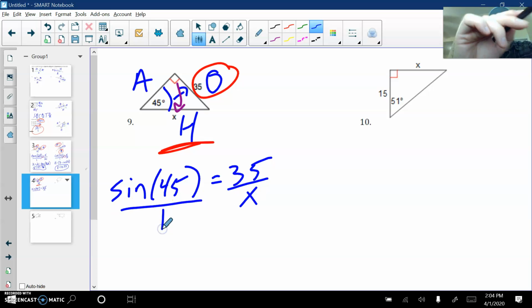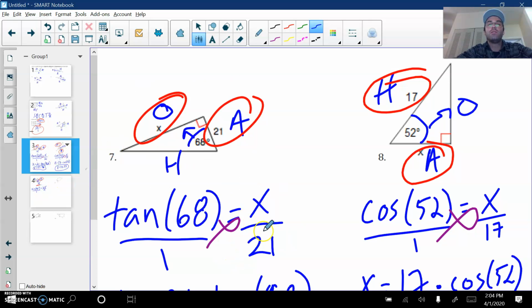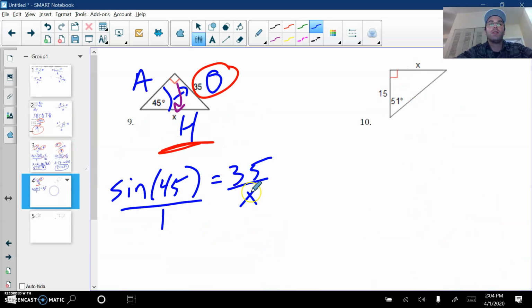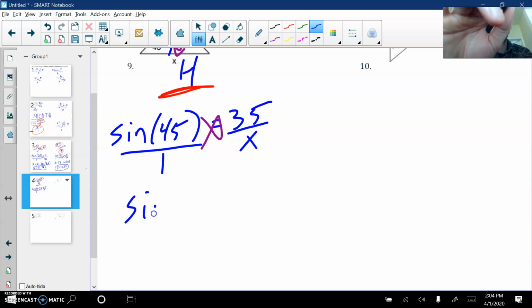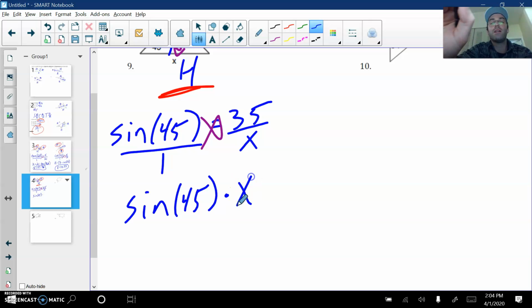Okay, so this is different than the last two. In the last two, X was on top. Now X is on the bottom. In the last two, I multiplied my side by my trig. If it's flipped like this, that means I'm going to end up dividing. So when X is on the bottom, I end up dividing the number by the trig function. So I have sine of 45 times X equals 35.